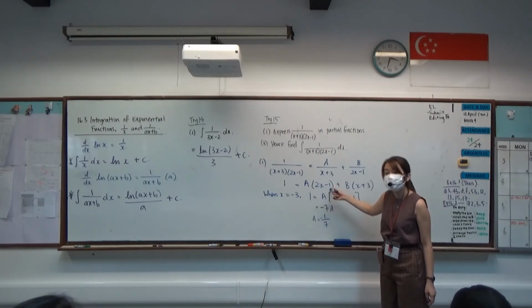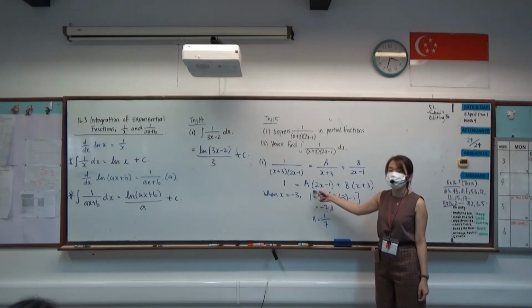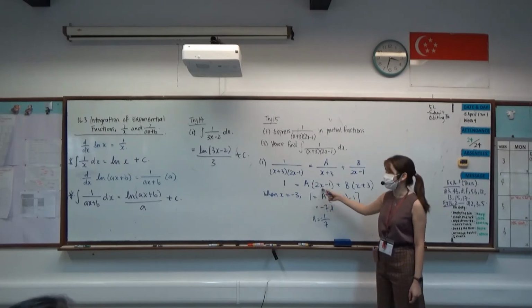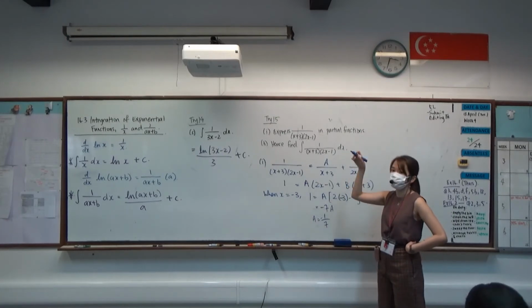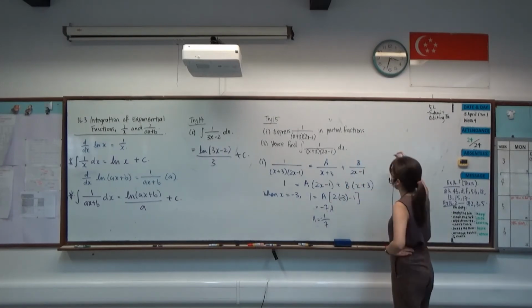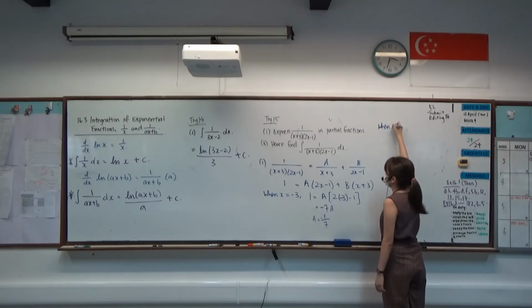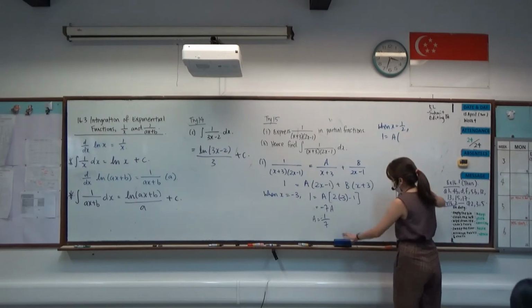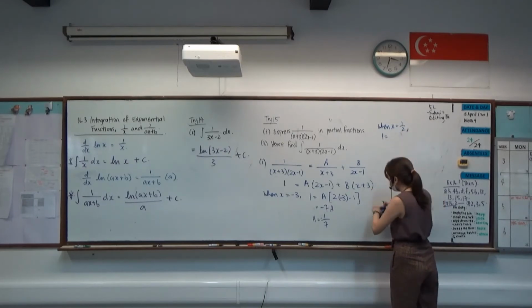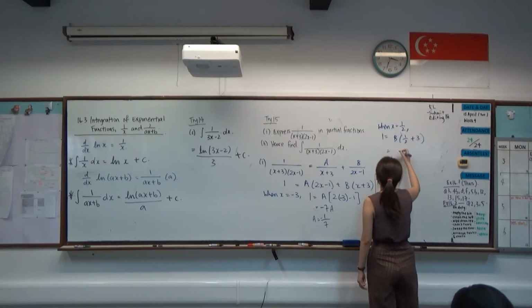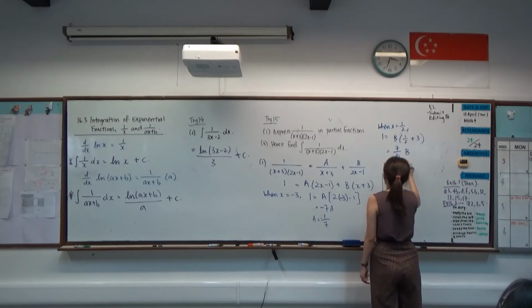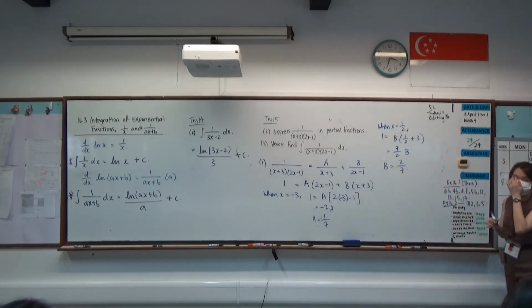I want 2x minus 1 to be 0 then. What should x be? Do a calculation now. 2x minus 1 equals 0, so x is half. When x equals half, 1 equals E times half plus 3. So 3 and a half, that is 7 over 2. B is equal to 2 over 7.